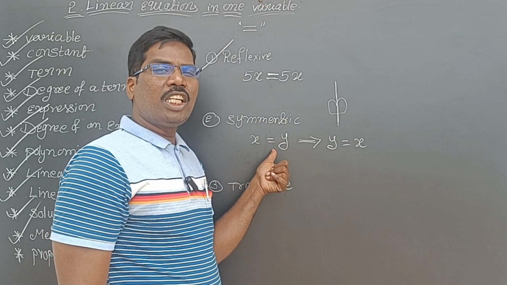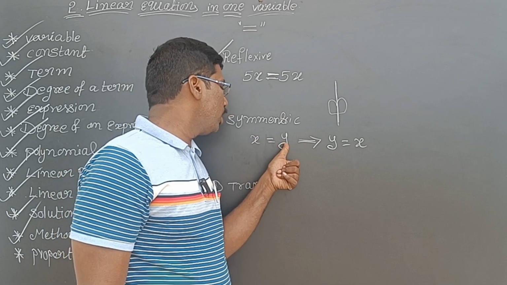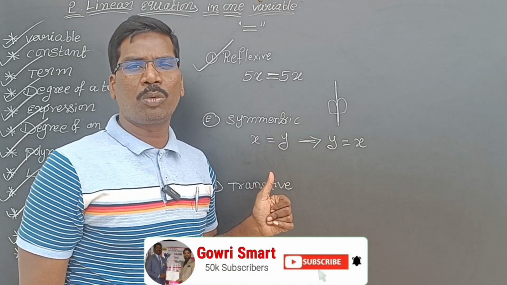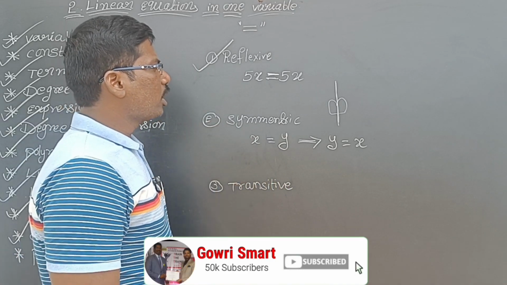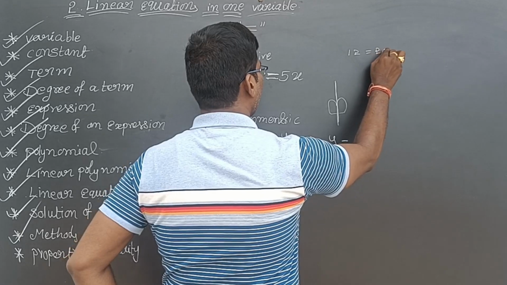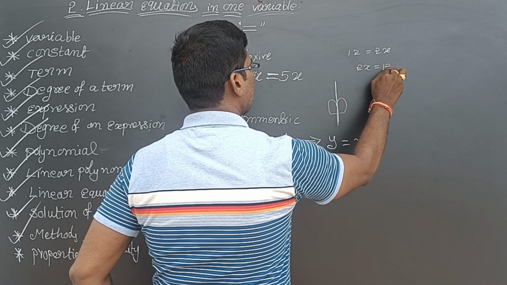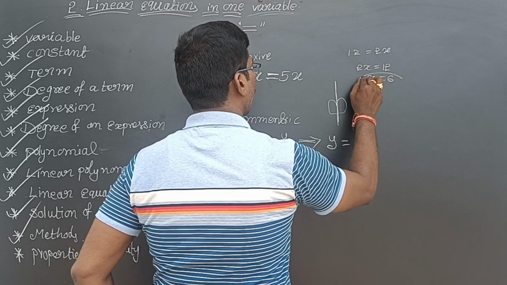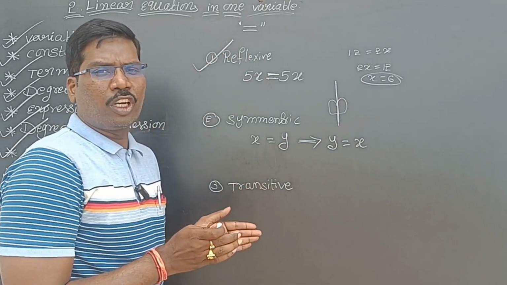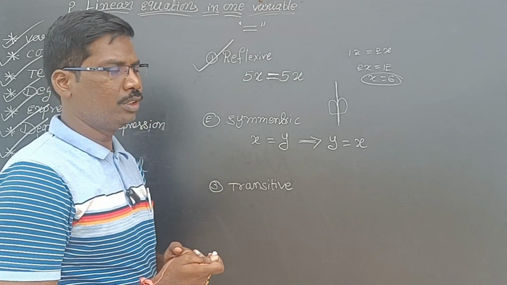So what is this equality doing? This value is equal to this value means this value is equal to this value. That is called the symmetric property. And while doing sums, if you get 12 = 2x, then what will you write? 2x = 12, then x = 6. Always the variable should be on the left side, so we write it like that, according to the symmetric property.